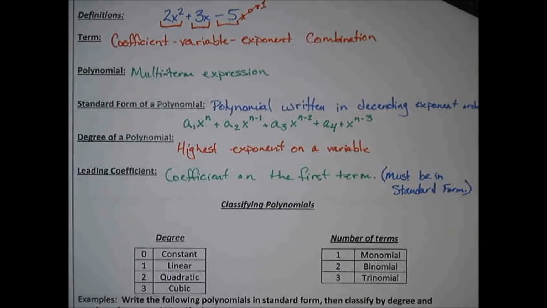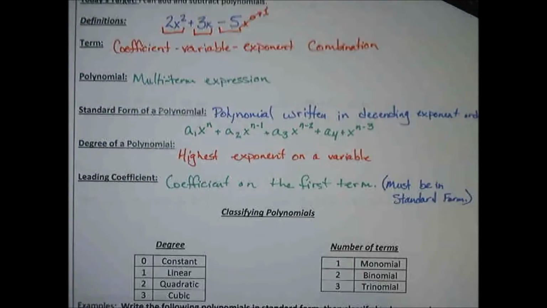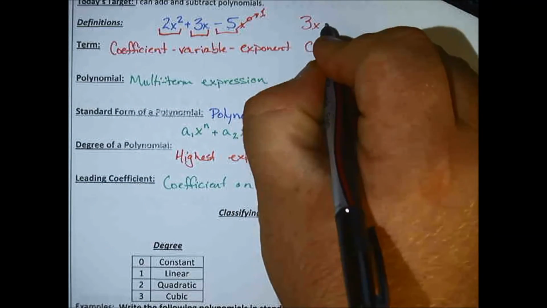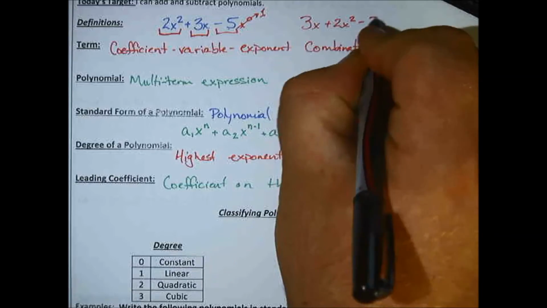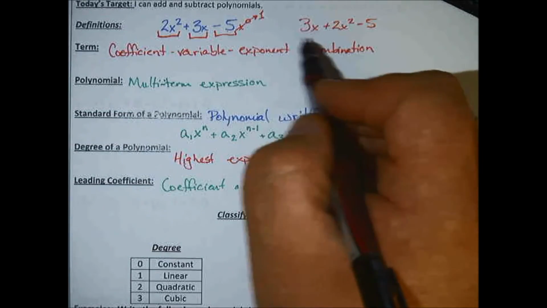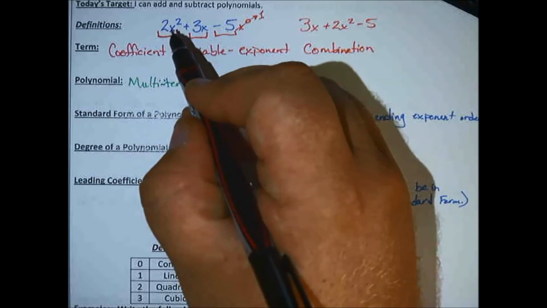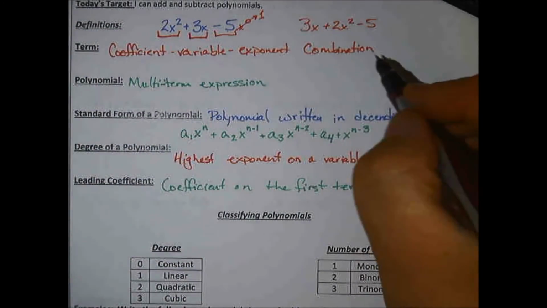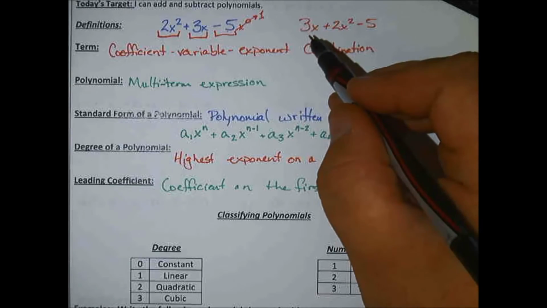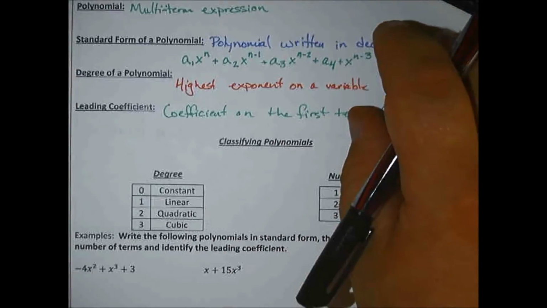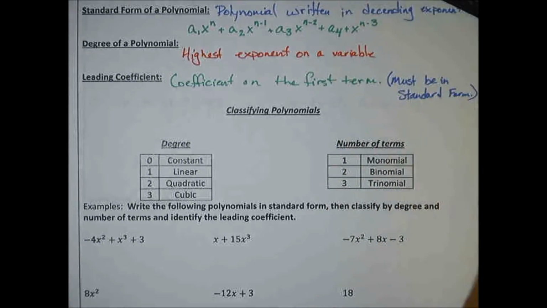Okay, because I could rewrite this a different way. Say I wrote it as 3x plus 2x squared minus 5. That's not in standard form, where this one is. And the leading coefficient is 2 because it's the first coefficient on the leading term, the highest exponent term. Whereas with this one, you might say the leading coefficient's 3, the very first number there, but it's not written in the correct form yet, so we can't really say that. All right. So let's go ahead and look at, we're going to be starting off by classifying polynomials.